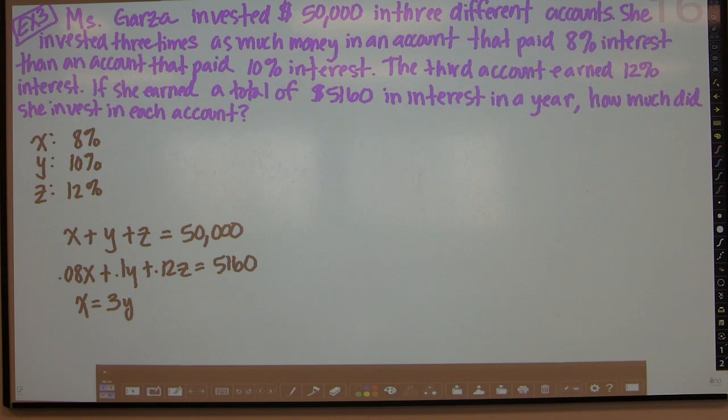That's saying she invested 3 times as much money in an account that paid 8%. So the 8% account is going to equal 3 times whatever she put in the 10% account. So that's where you get your x equals 3y. And so now we have all 3 of our equations.